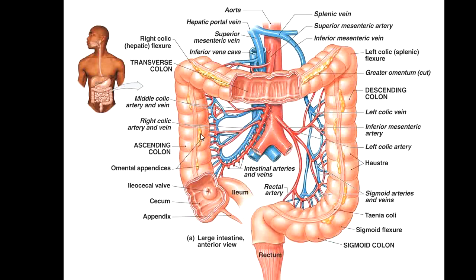Actually, you should learn about this. The omentum, this omental appendage, connects the large intestine with the dorsal side of the abdominal cavity. This connects the large intestine with the dorsal side of the abdominal cavity.